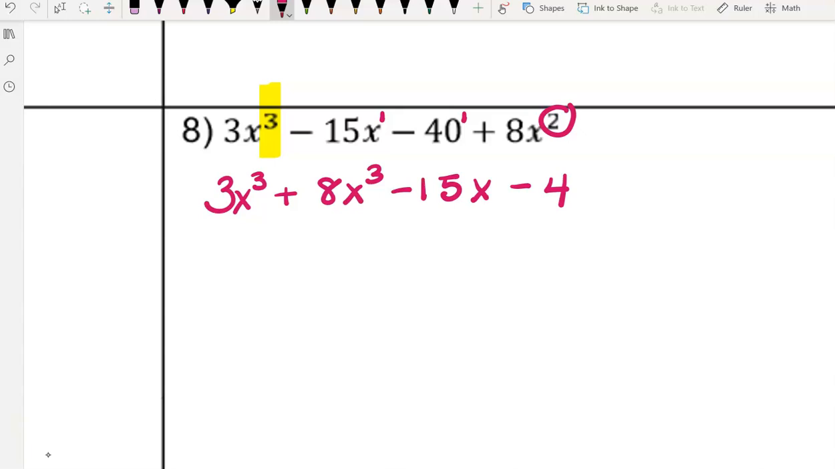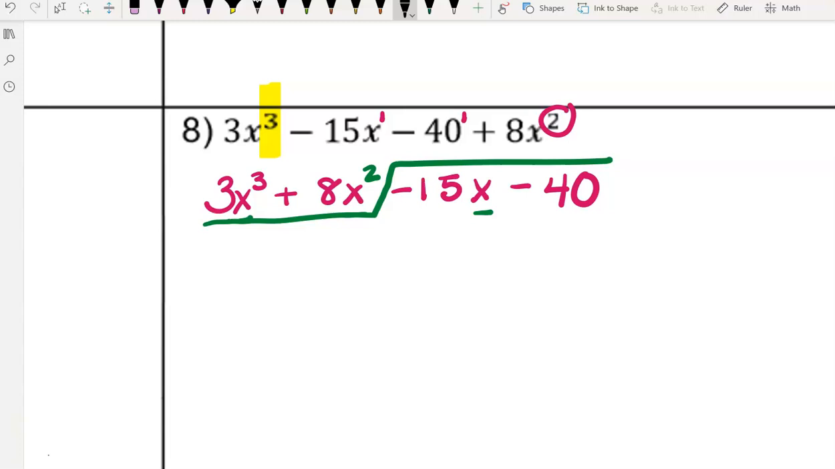3, 8, this is 40. 3, 8, negative 15, and negative 40. They don't have any numerical in common. We have x to the, oh, I didn't even copy this one down. Okay, 8x squared. X to the third, x squared, x, and no x. So no GCF for all 4 terms. But now we can make the fence. But we do have to check them before we make the fence.